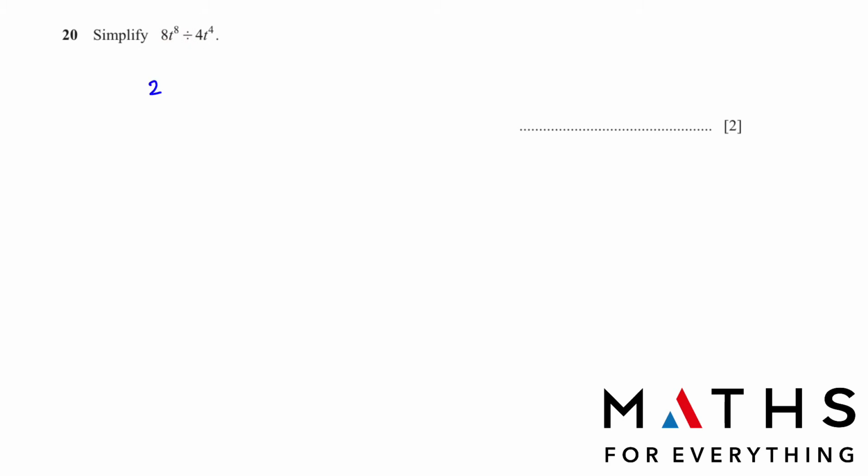Now the rule of indices or exponents tells us that if our base is the same, so we have t and t here, and there's a divide in the middle, we subtract the powers. 8 minus 4 is 4. So this is our answer, 2t to the power of 4.